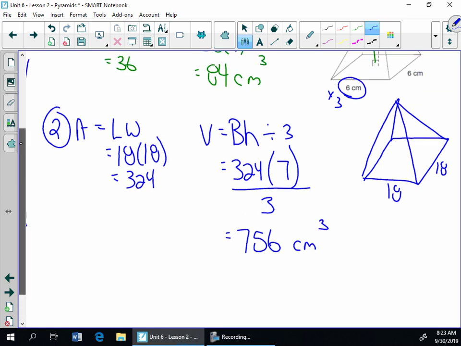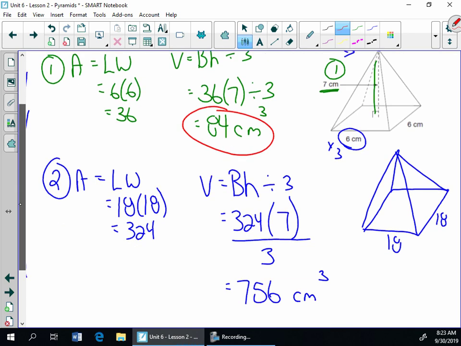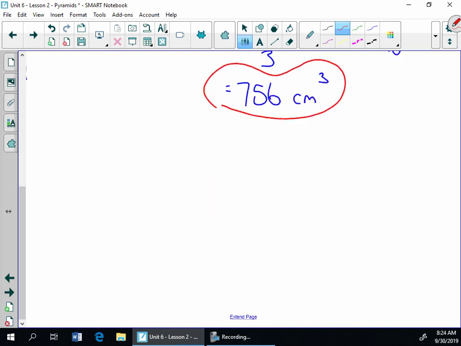And what was the question? The question was, how much more glass is needed to completely fill the decoration? So the small one was 84. The big one is 756, obviously more. By how much? Let's figure it out. Let's find the difference between those. So 756 minus 84 gives us 672.